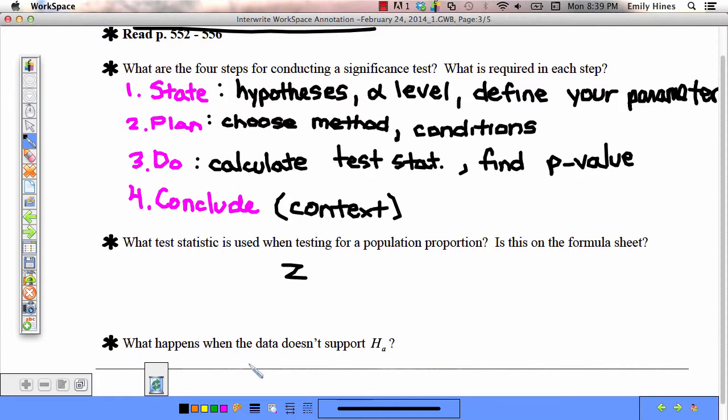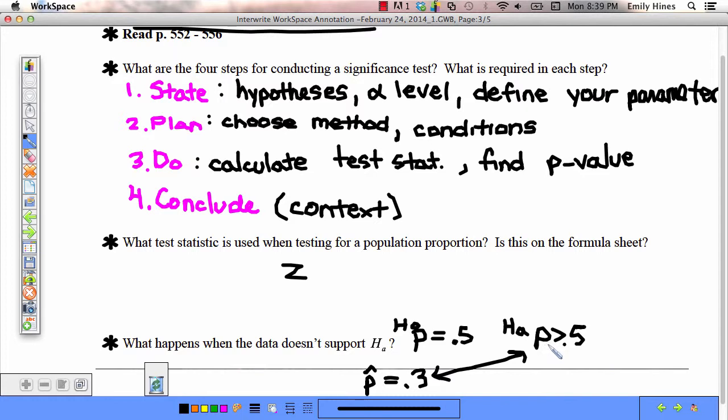And what happens when your data doesn't support your alternative? So let's say, like in this one, my null was P is equal to 0.5. My alternative was P is greater than 0.5. But what if I get data, and in my data, my P hat was actually 0.3? Okay, this does not support my alternative because it's going the opposite direction. Well, based on this, am I going to be able to fail to reject and point to that? Well, no, because I'm lower than 0.5. I'm lower than the null instead of higher than the null.